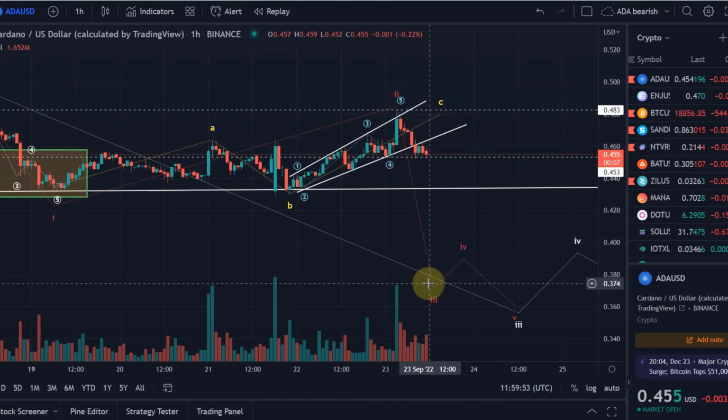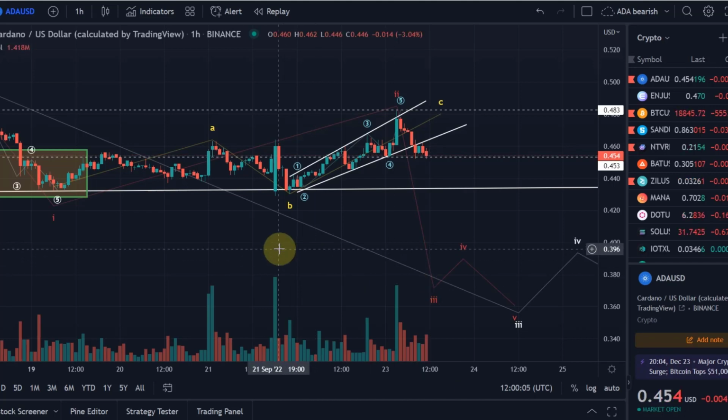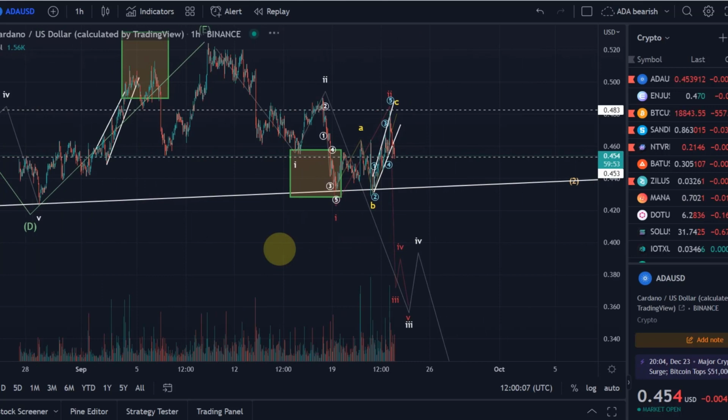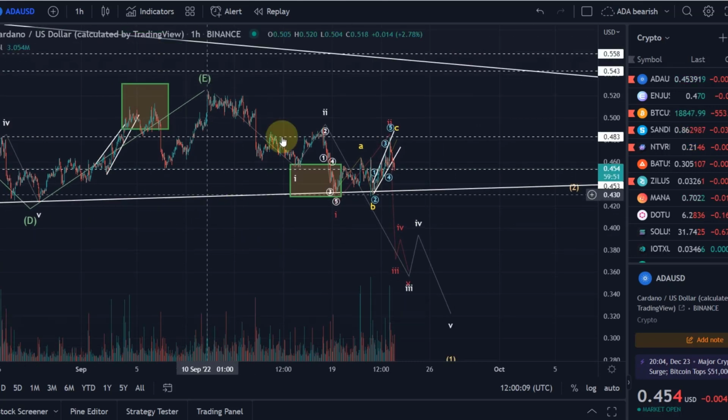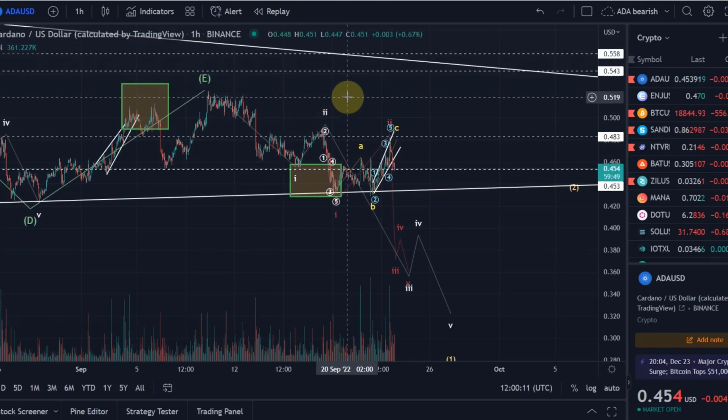So I'm continuing to be here rather bearish on ADA short term, and it would take quite a lot now to convince me that we're moving the other way. The bullish scenario hasn't been invalidated yet. It hasn't been, but at the moment everything I'm seeing here is just confirming the bearish scenario for now. So at the moment, continue to remain focused on the downside.